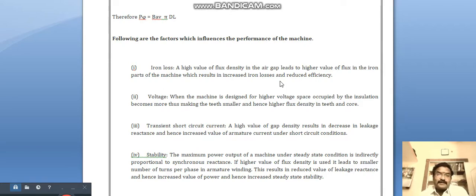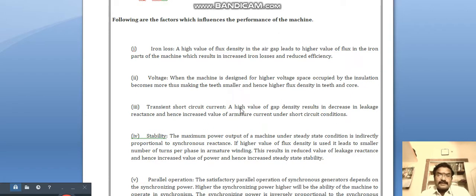Voltage, the second one. When the machine is designed for higher voltage, the space occupied by the insulation becomes more, thus making the teeth smaller and hence a higher flux density in teeth or core. If you go for high voltage, then the insulation needed will be more, because it should withstand the particular voltage. In that case the teeth size of the iron part will be smaller, hence the higher flux density in teeth and core.